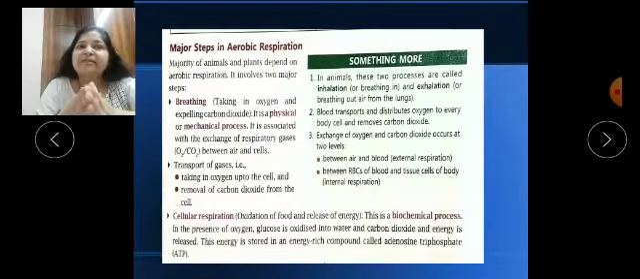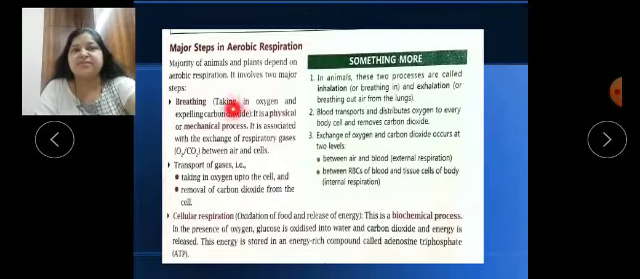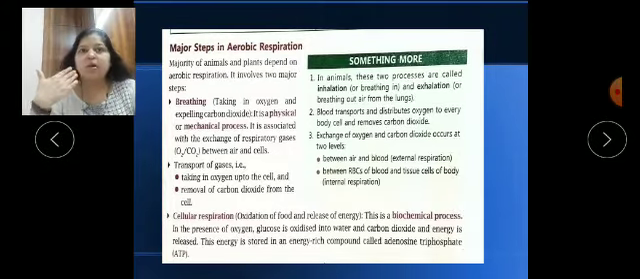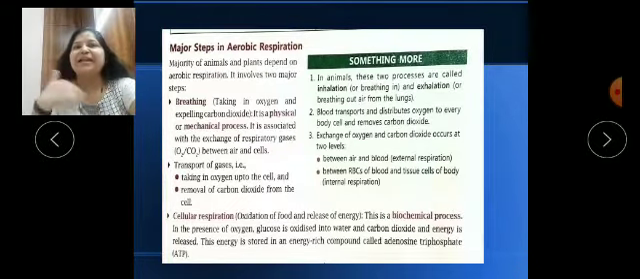Now in this slide you can see there are two major steps. The first one is breathing, the second one is cellular respiration. Children, always remember that these two steps are totally different. Breathing and respiration are different terms. So what is breathing? We take in oxygen gas, inhaling it, and we exhale carbon dioxide gas. Taking in oxygen and giving out carbon dioxide is called breathing. Here it is written also: inhalation and exhalation is called breathing.